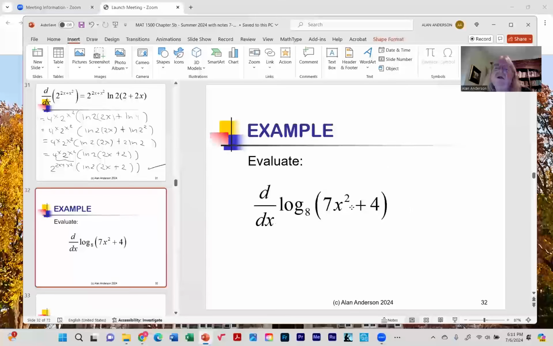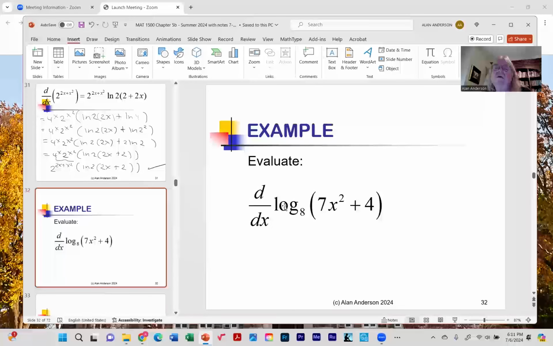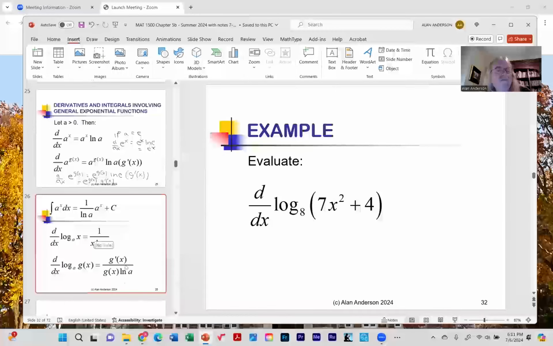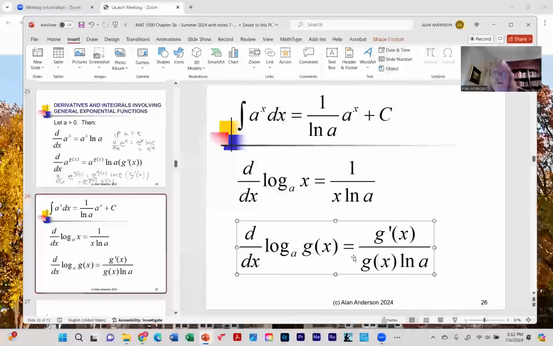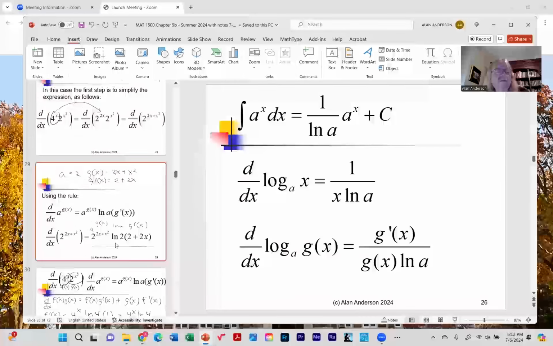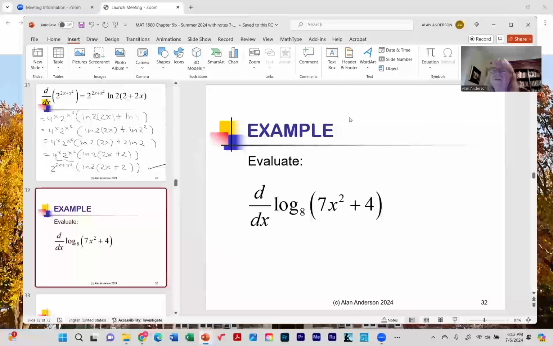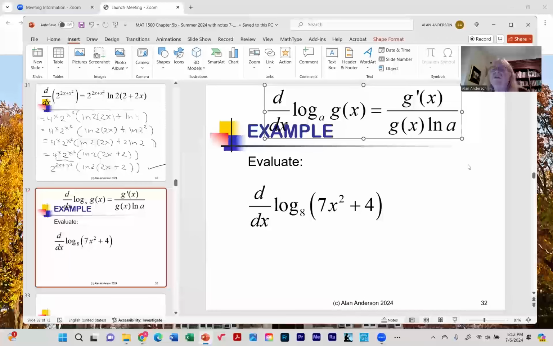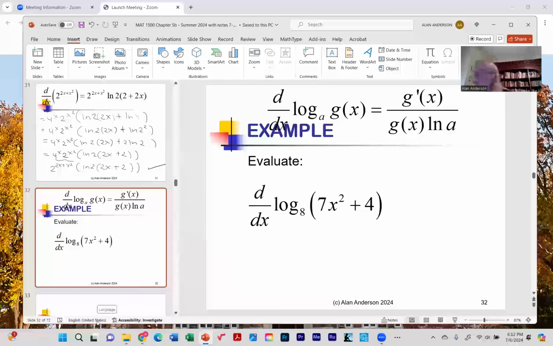All right, now this one, here we go. For the first time, we're seeing we have log to some other base of g of x, and that would be this case. See, this is why it's so nice to have a chart. Imagine if you had to go to the book and find this every time. No, we don't want that. So here a is 8. G of x is what's in parentheses, 7x squared plus 4. G prime of x by the power rule is 14x.